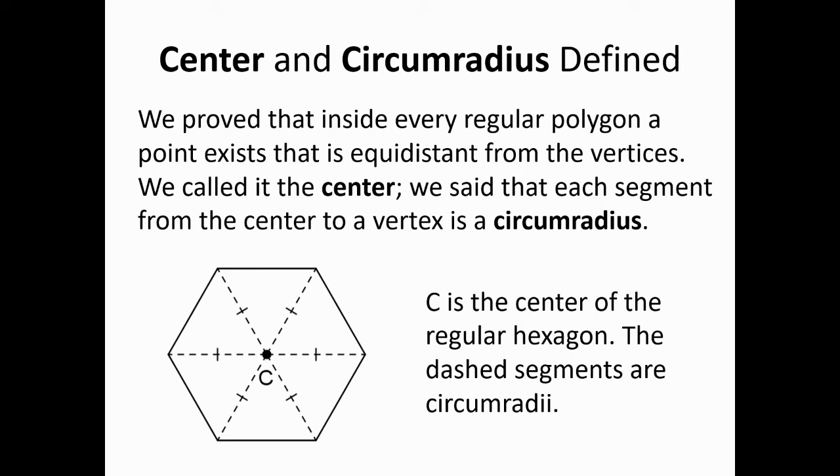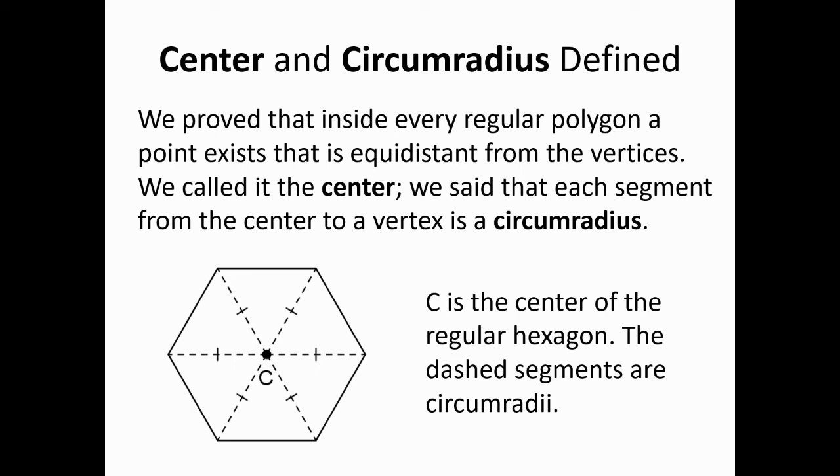So we proved that inside every regular polygon, a point exists that is equidistant from the vertices. We called it the center, and we said that a segment from a center to a vertex is a circumradius. And once that section was done, perhaps that term circumradius took on a new significance, because it is the radius of a circle circumscribed about the regular polygon. We noted that that result followed, that the circle exists.